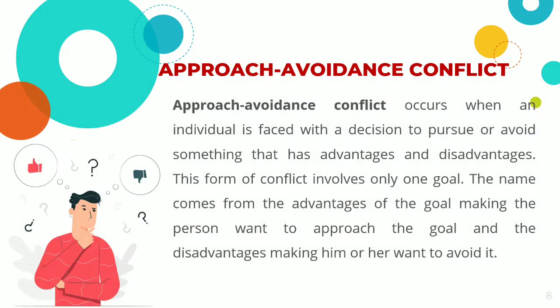The next type of conflict is approach-avoidance conflict. Approach-avoidance conflict occurs when an individual is faced with a decision to pursue or avoid something that has advantages and disadvantages. This form of conflict involves only one goal. The name comes from the advantages of the goal making the person want to approach the goal and the disadvantages making him or her want to avoid it.